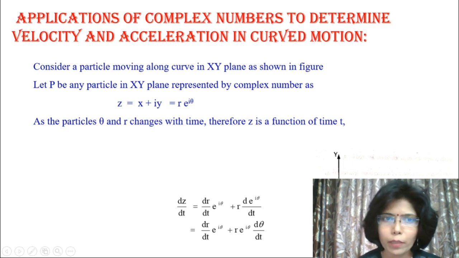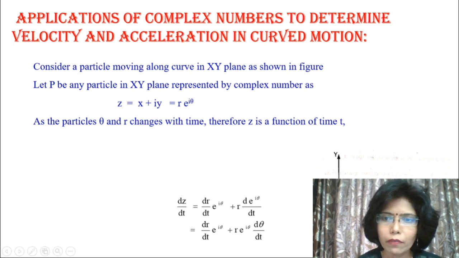Suppose we consider point P in this xy plane represented by the complex number z is equal to x plus iy, and we know that it is written as r times e raised to I theta in the exponential form. As the particle moves, theta and r change with time, so z is a function of time t.